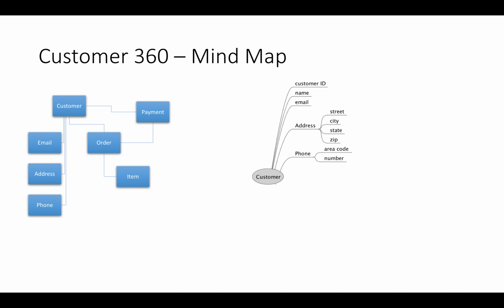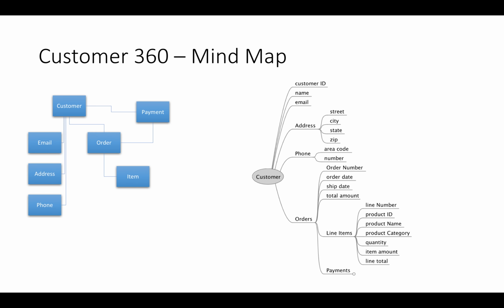Now we have to consider the order, item, and payment entities. So when we look at the orders, we move them in. You can see the order number, order date, ship date, total amount from the order entity. We also have an additional array within the orders for line items. That would have line item, line number.